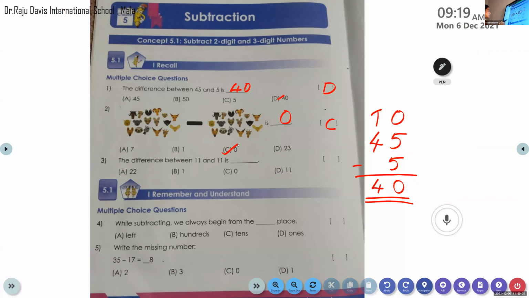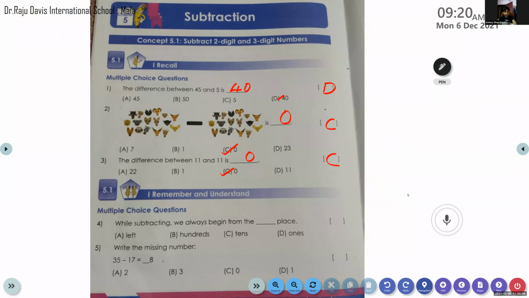Then the third question is also the same kind of question. The difference between 11 and 11. So when you get a question, the difference between, what do you have to do? Subtraction. Okay, subtraction. So 11 minus 11 is equal to 0. Option C. Then next question, question number 4.